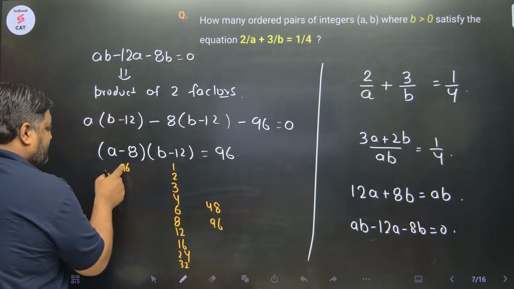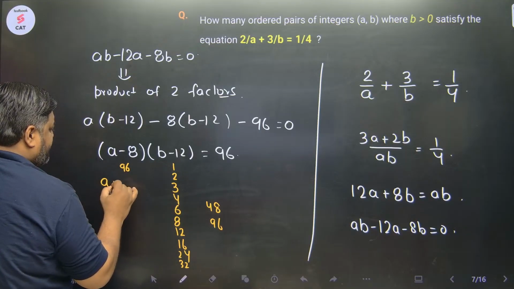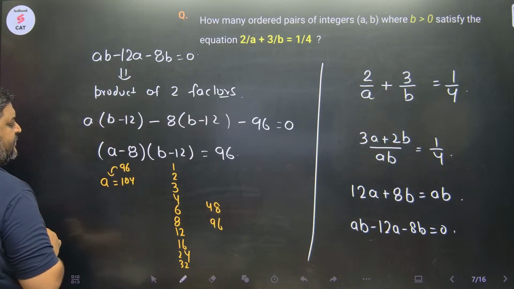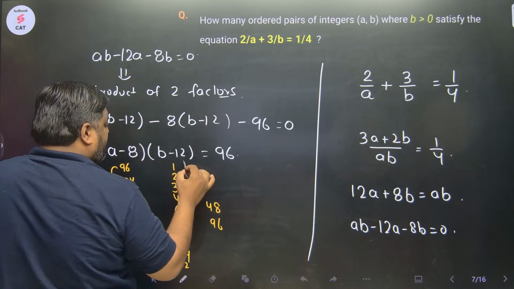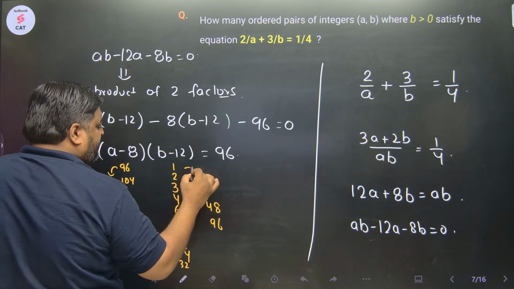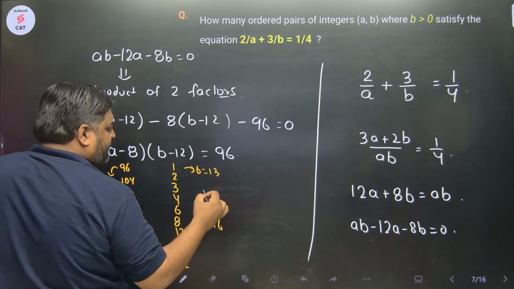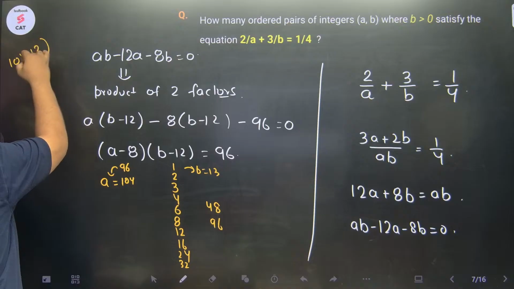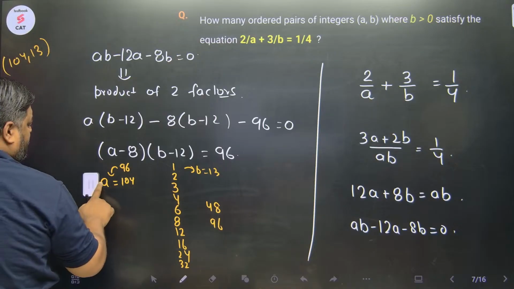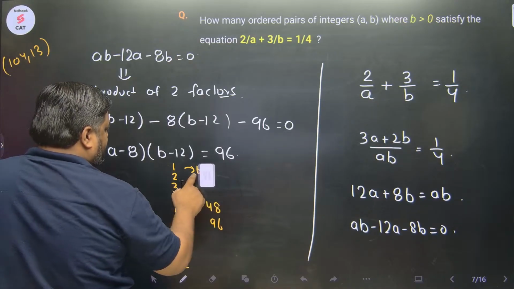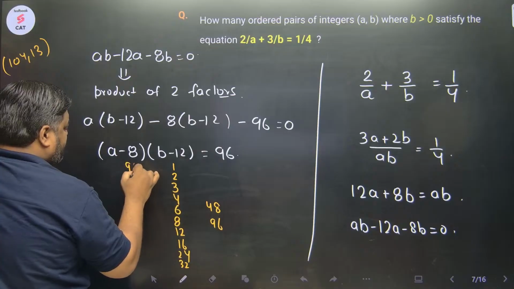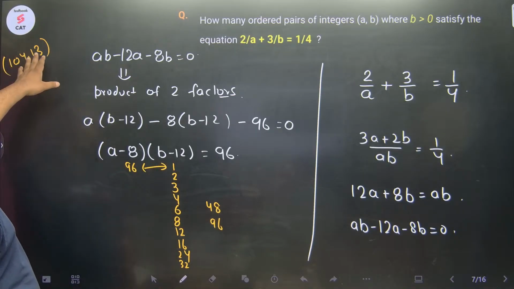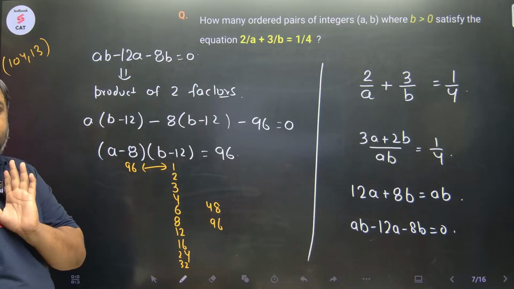If A minus 8 is 96, that gives me A is 104, right? And B minus 12 is 1, so B is 13. So A is 104, B is 13 is one solution. You guys do understand this? This is one solution that has come from here, right? A 104, B 13 is one solution.